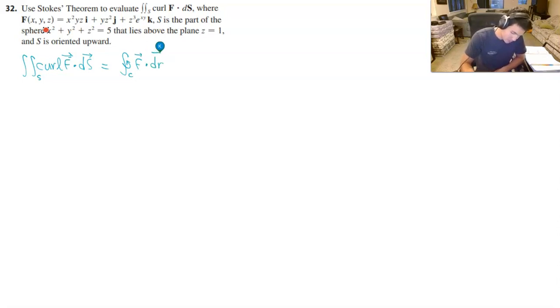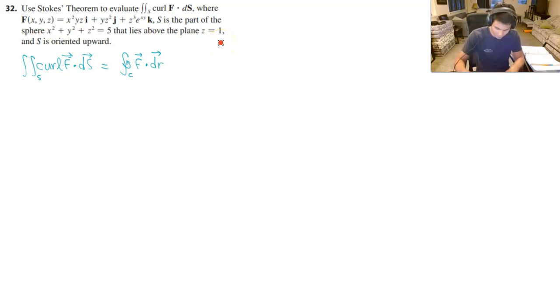Now, truthfully, sometimes the line integral is harder and the curl is easier, or the other way around, the curl is really hard and the line integral is easier. Now we're going to find out which one we're going to use in this problem. Okay, so we see that F is this vector function right here, and S is part of the sphere that lies above the plane z equals 1, and it's oriented upwards.